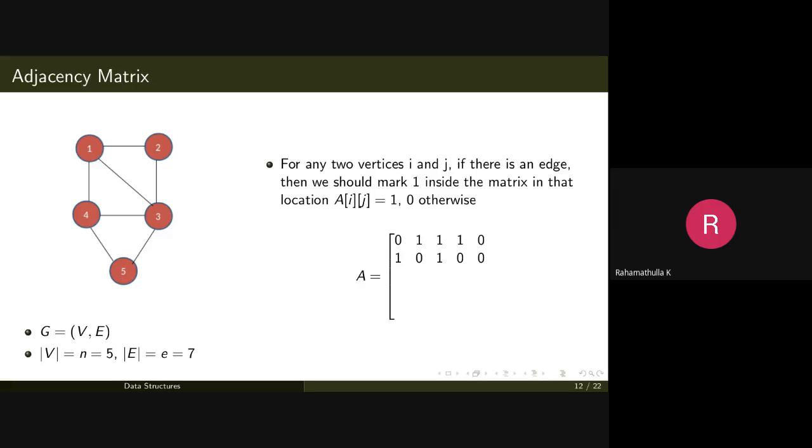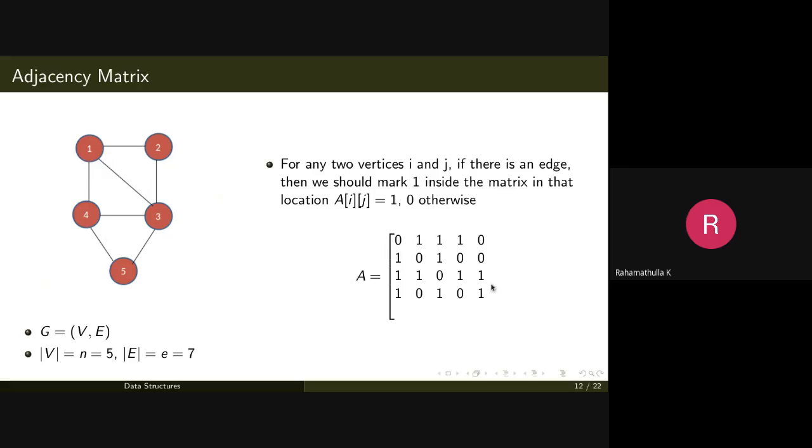We take an n into n matrix and we mark the entry at row i, column j as 1 if there is an edge between the i-th vertex and the j-th vertex. This is the third row, which corresponds to vertex 3. Vertex 3 is linked to 2, 1, 4 and 5. So only A of 3,3 will be 0, all others will be 1.